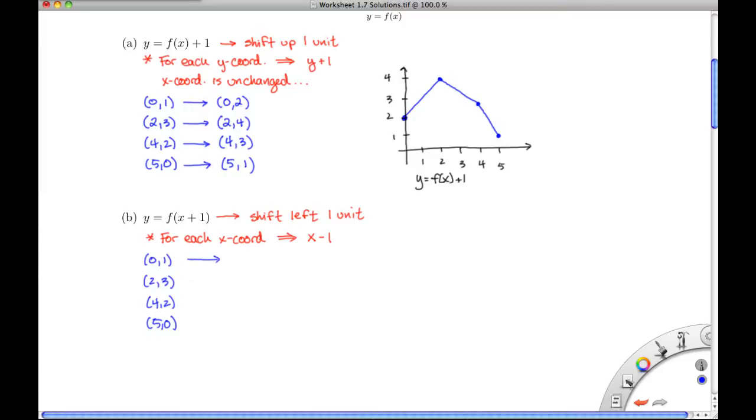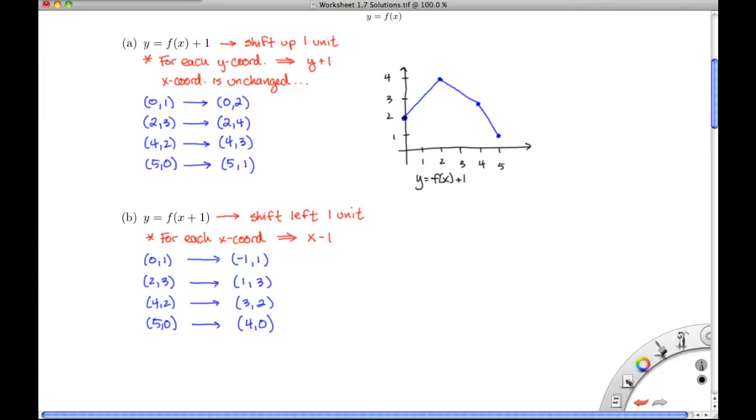And then we will apply this transformation. So we're going to take each x-coordinate and subtract 1 from it. If we subtract 1 from 0, we'll get negative 1, 1. If we subtract 1 from 2, we get 1, 3. Subtract 1 from 4, we'll get 3, 2. And then we subtract 1 from the 5, that's going to give us the point 4, 0. So these are the 4 transformed points which will affect a shift to the left of 1 unit.